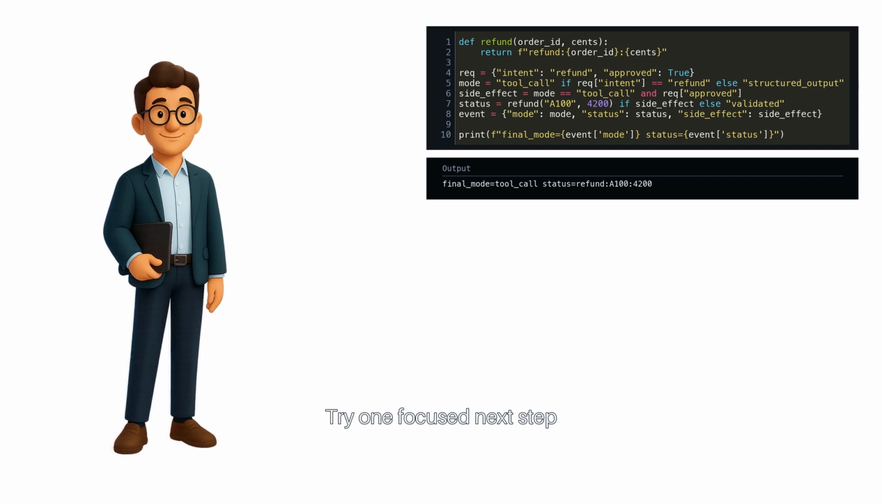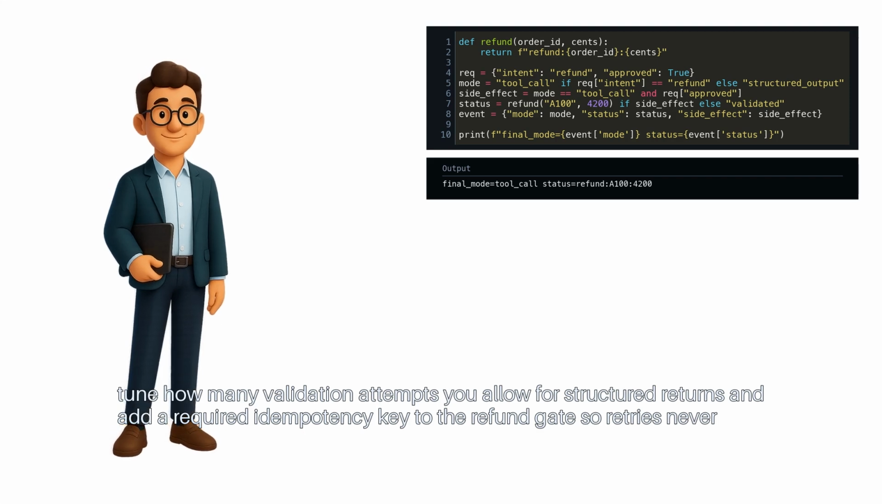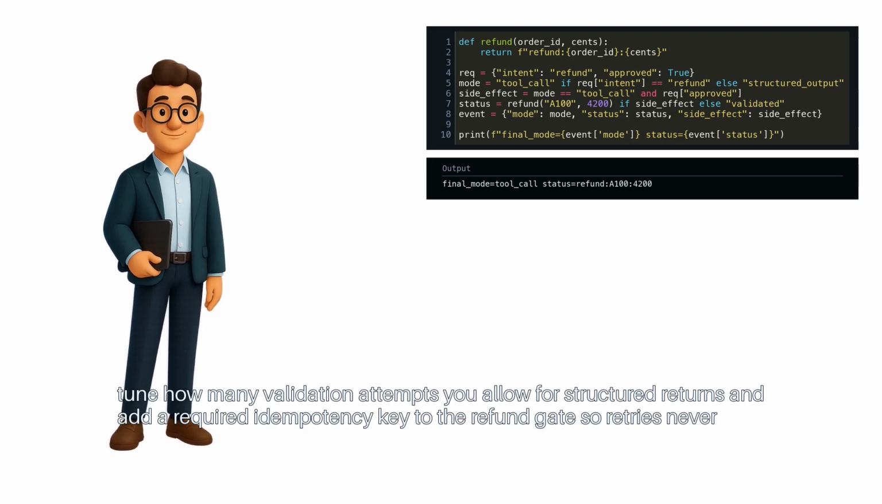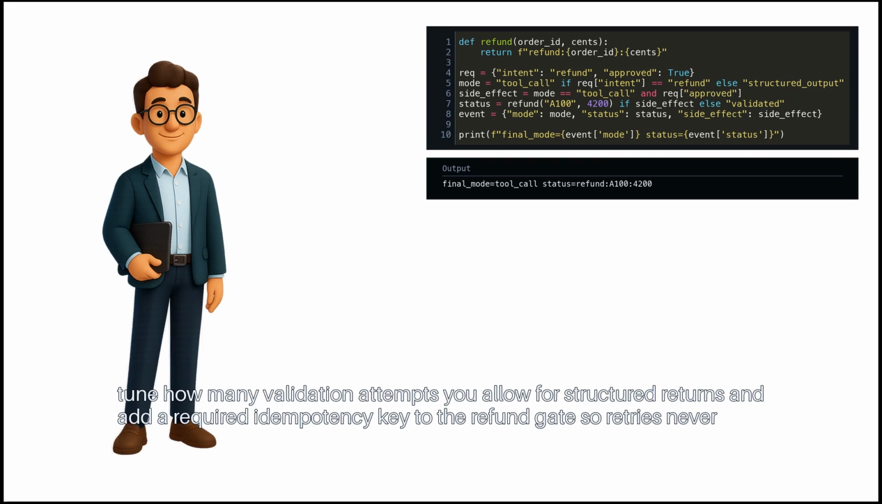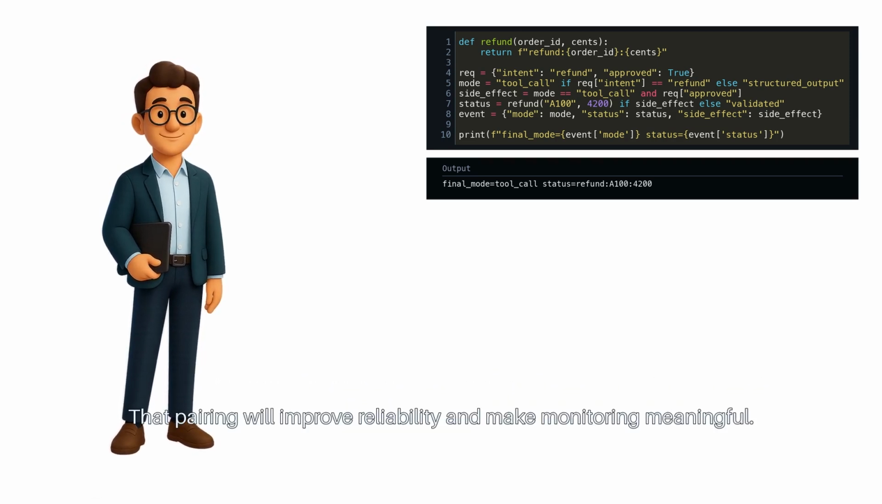Try one focused next step. Tune how many validation attempts you allow for structured returns, and add a required idempotency key to the refund gate, so retries never duplicate side effects. That pairing will improve reliability and make monitoring meaningful.